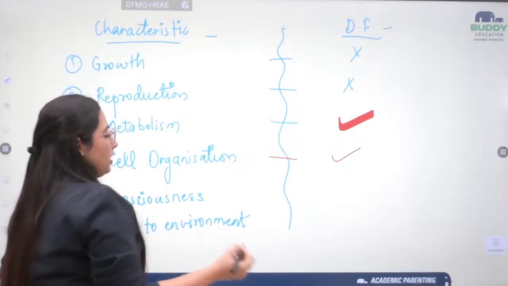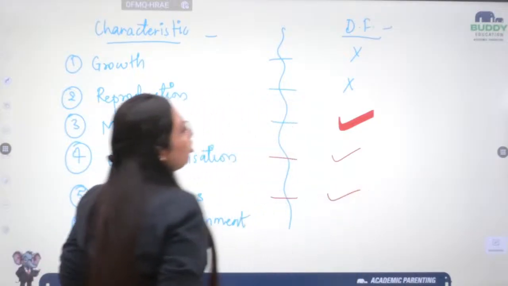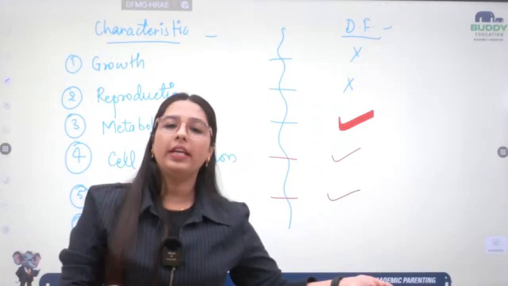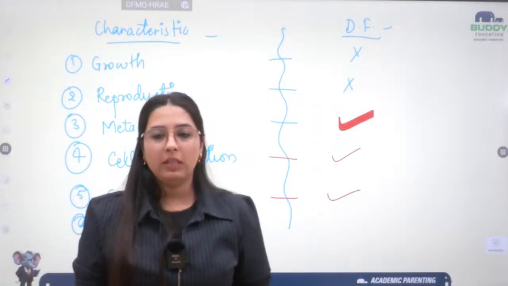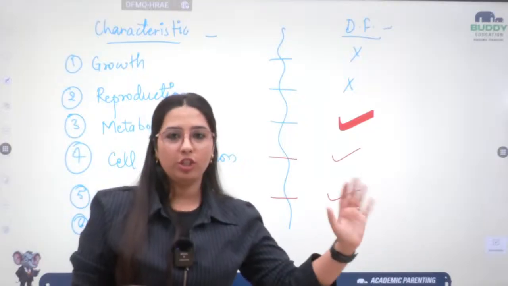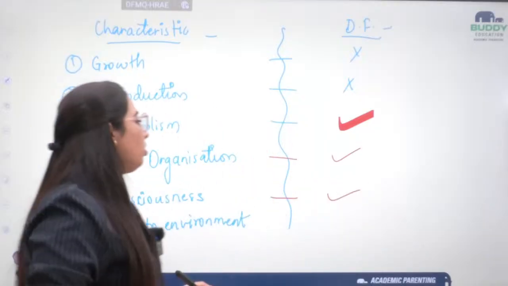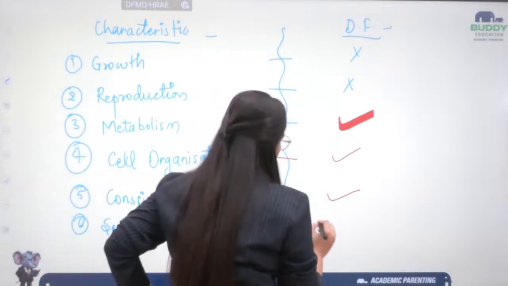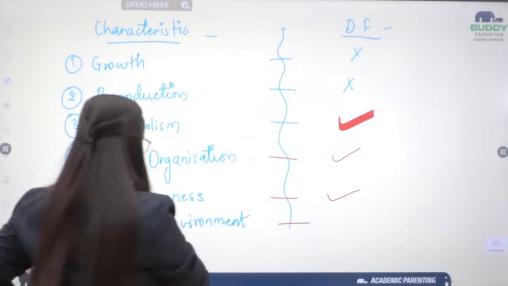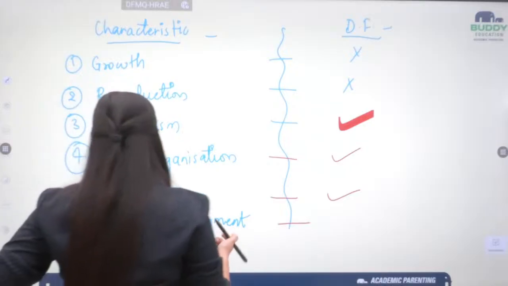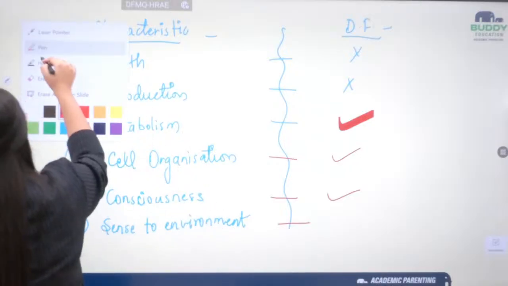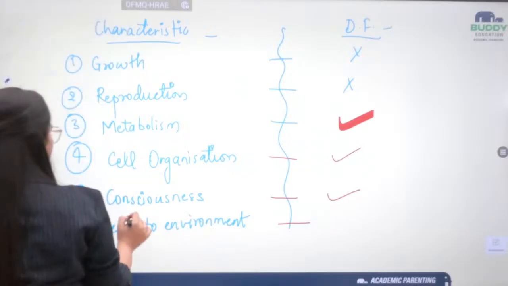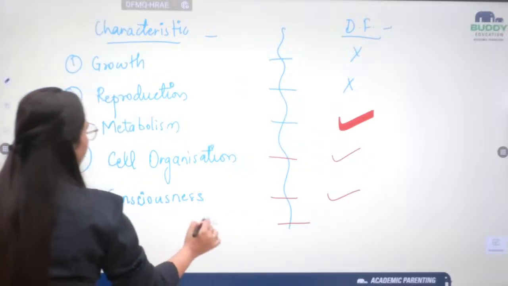Then we have consciousness. Yes, consciousness is also a defining feature. Non-living things cannot be conscious. How do they know what they have to do next? They are simply machines. What I ask that machine to do, that machine will do. And then we have sense to environment. I guess this consciousness will come in sense to environment. Let me write it down as self-consciousness. That will be better.